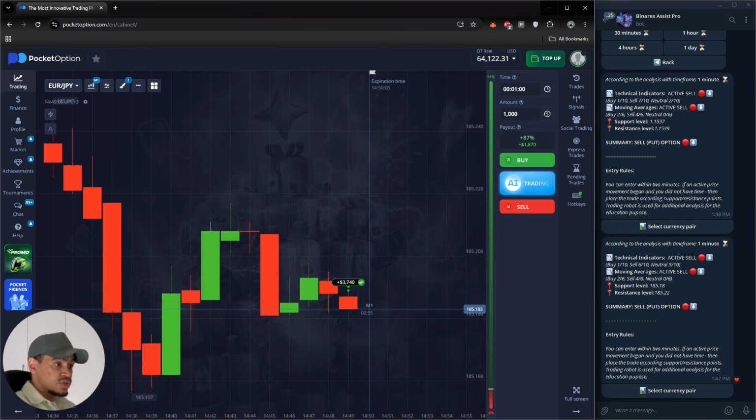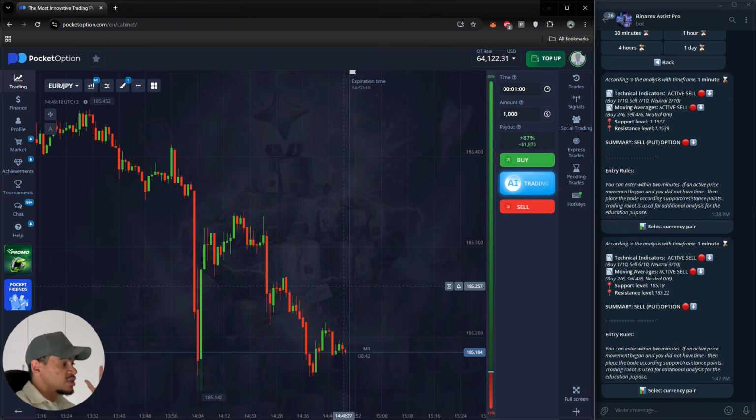And again, you can look at the breakdown here. Active sell, 6 out of 10 indicators showing us a sell position. 4 out of 6 moving averages also showing us a sell position. We have our levels marked out, so we know where we need to be paying attention to in case we look to enter a certain position.